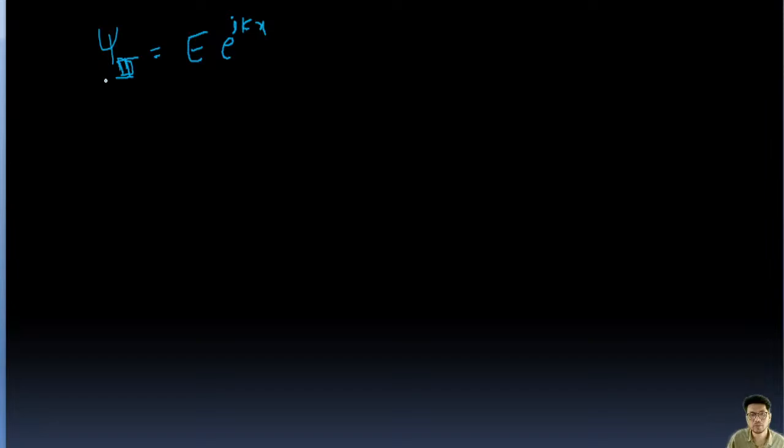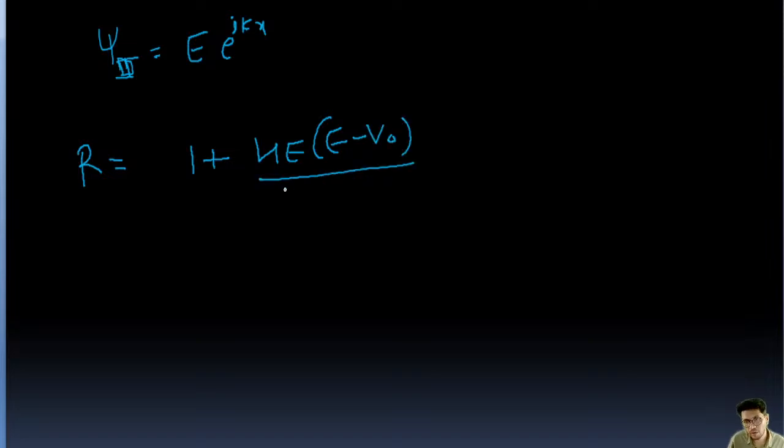Okay, so this is the psi 3. Now we'll find R, the reflection coefficient. The reflection coefficient is going to be [1 + 4E(E − V0)/(V0² sin²(ka))]⁻¹.